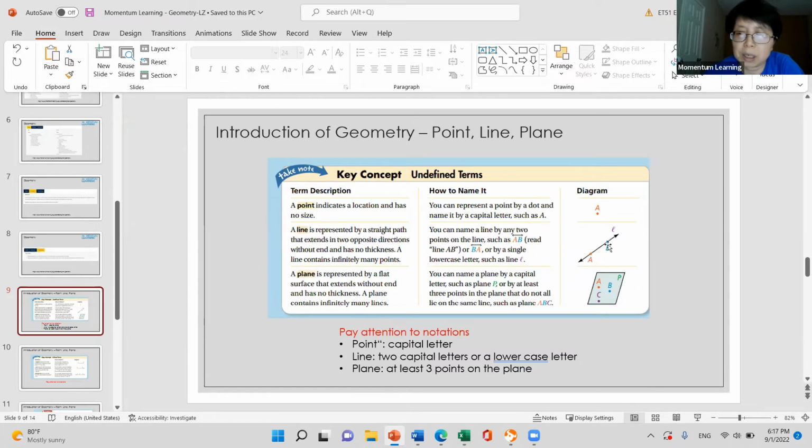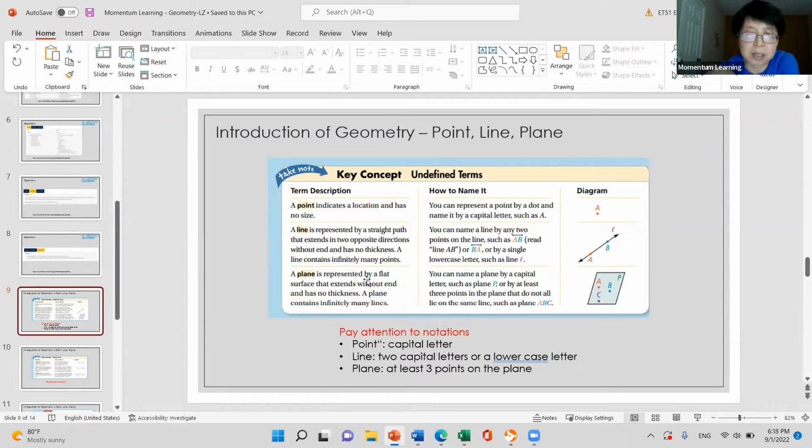Because the line has no direction, right? So if you say line AB and line BA, you are actually referring to the same line. That's one way that we use 2 different points on the line to name this line. And we also can use a little lowercase letter like this L. We can say line L, right? So we have 2 different ways we can name a line.